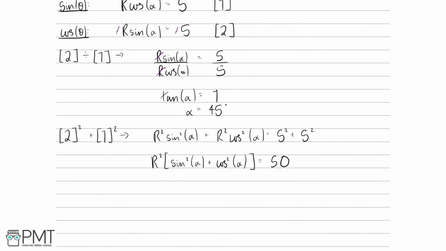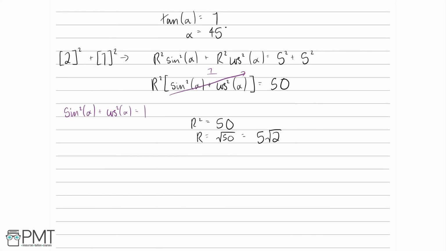Now I can use the trigonometric identity that sine squared alpha plus cos squared alpha equals 1. So I can cross this out and this just equals 1. Now I'm left with r squared equals 50. And so r is the square root of 50, which simplified will give me 5 root 2. So the expression we had before can be simplified as 5 root 2 sine of theta minus 45, where 5 root 2 is r and alpha was 45, equals 2.